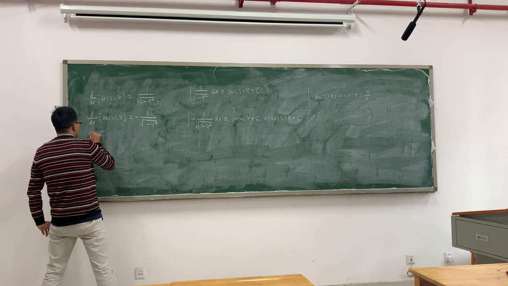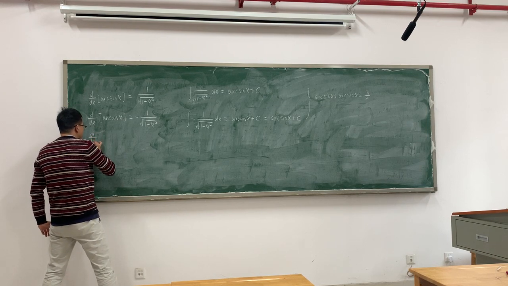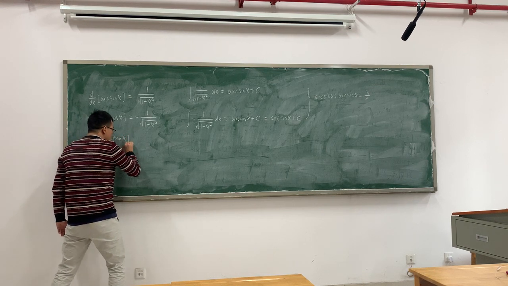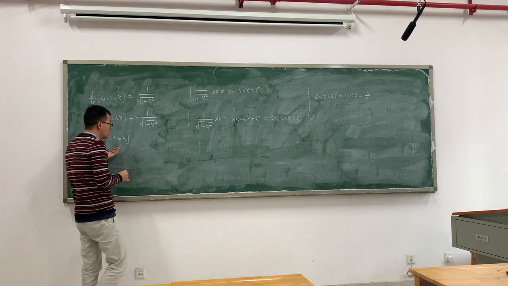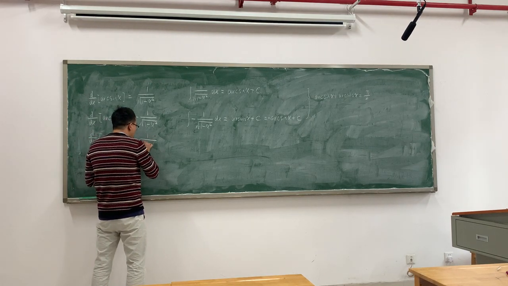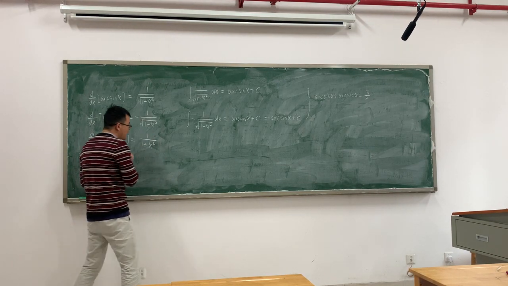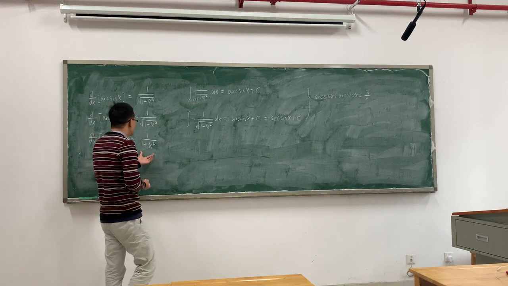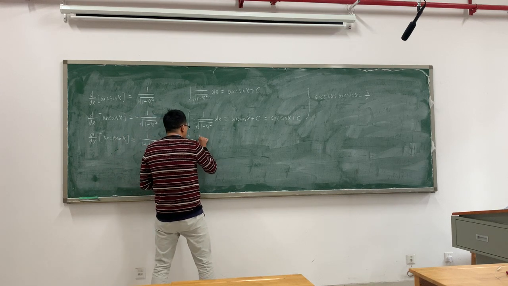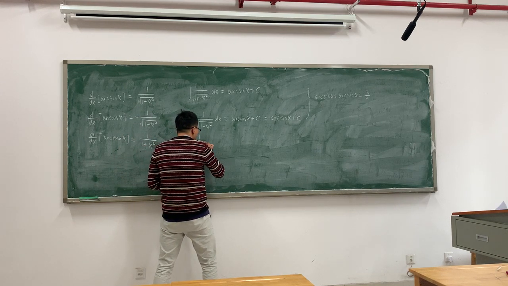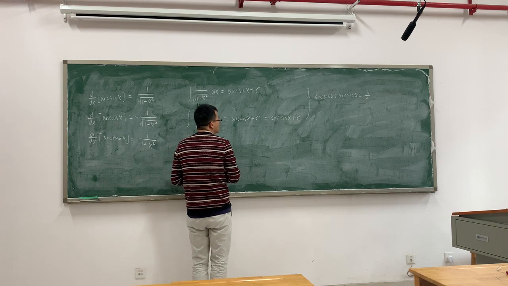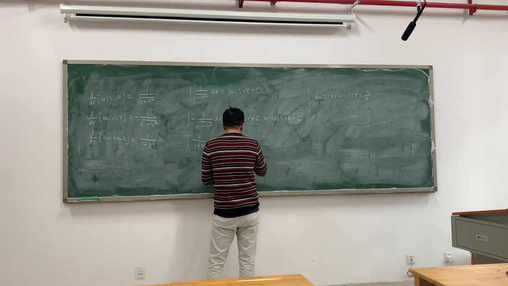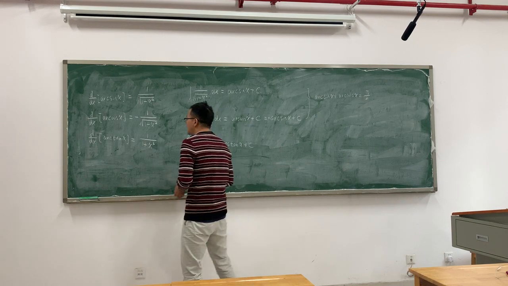For d/dx of arc tangent x, it is equal to 1 by 1 plus x squared. So this tells us that the integral of 1 by 1 plus x squared dx is equal to arc tangent x plus c.